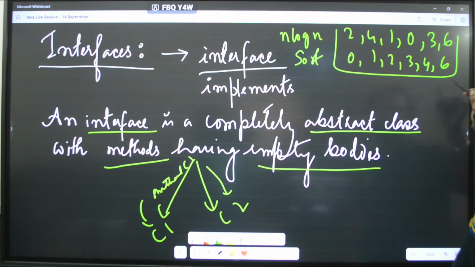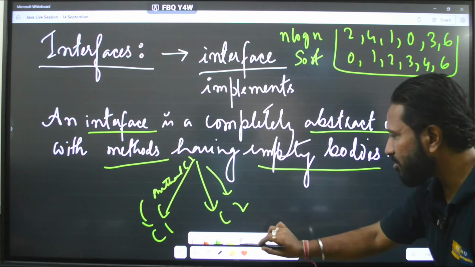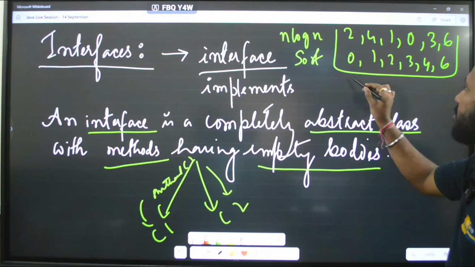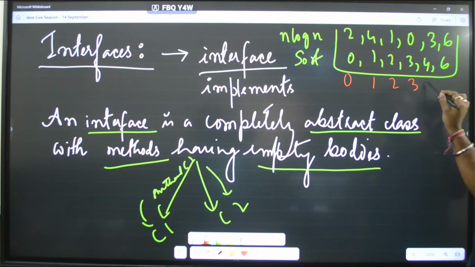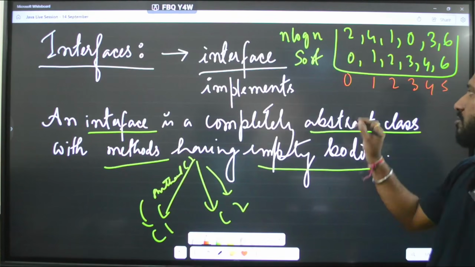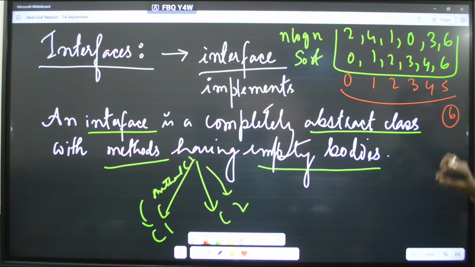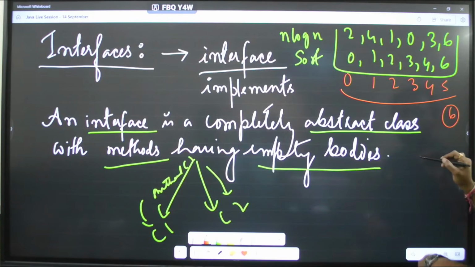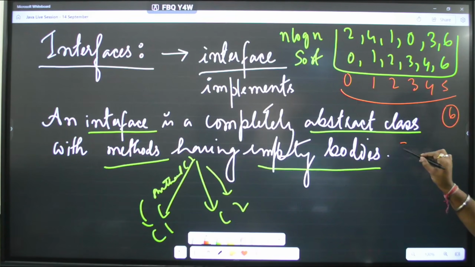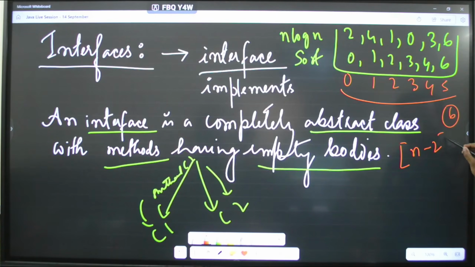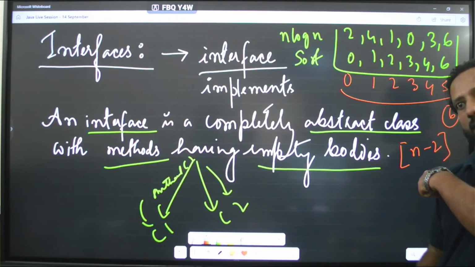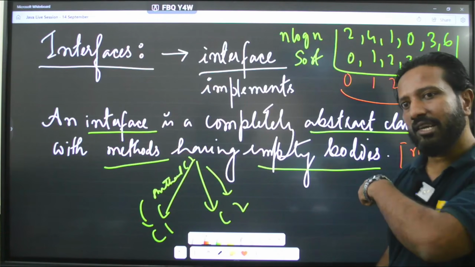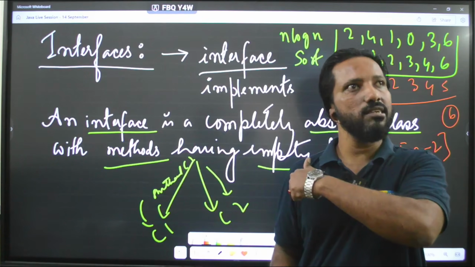Very simple. The indexing is from 0, 1, 2, 3, 4, 5. So the length of the array is 6, right, the length of the array is 6. So at index number n minus 2, you will get it. At index number n minus 2, you will get the second largest element. Is it clear? Did you understand that?